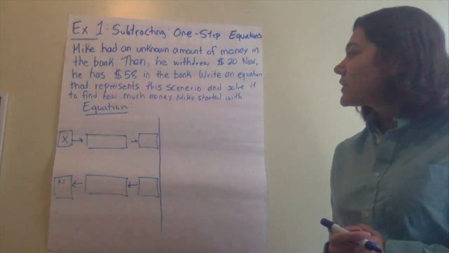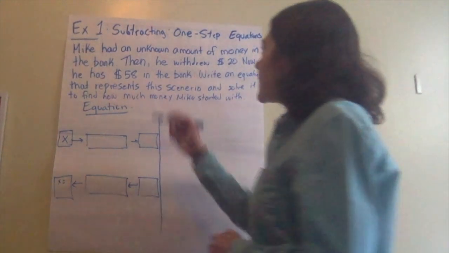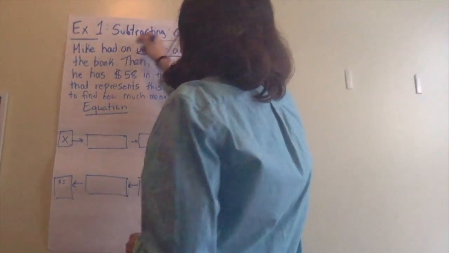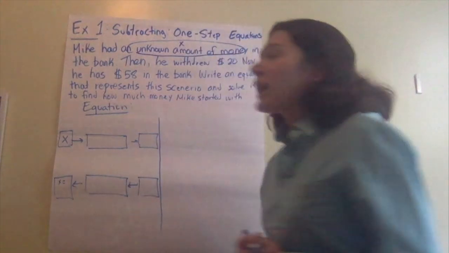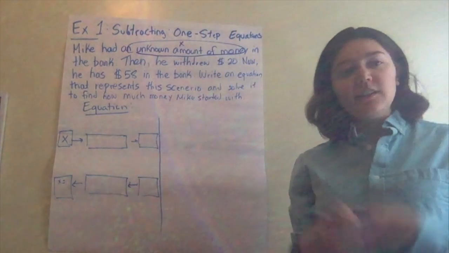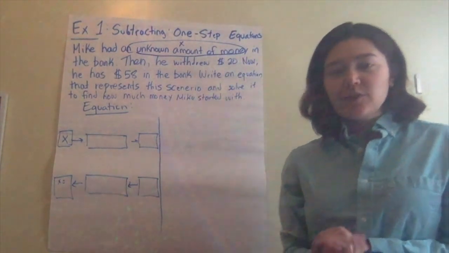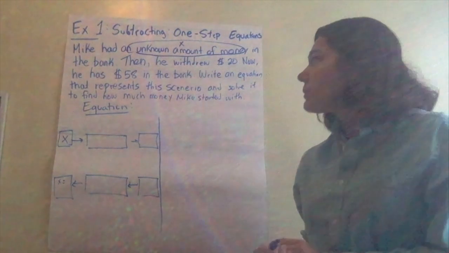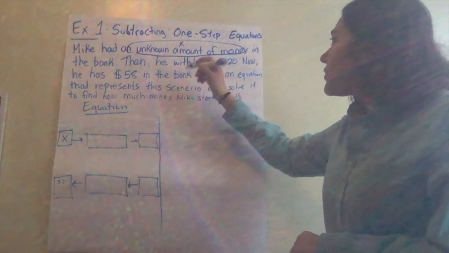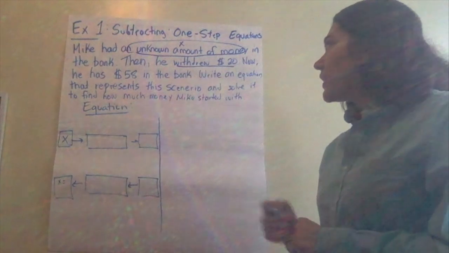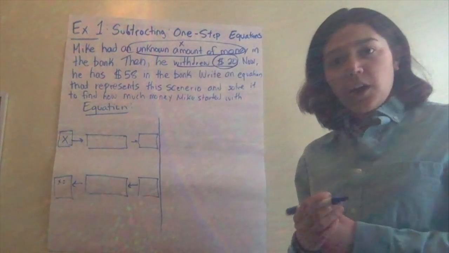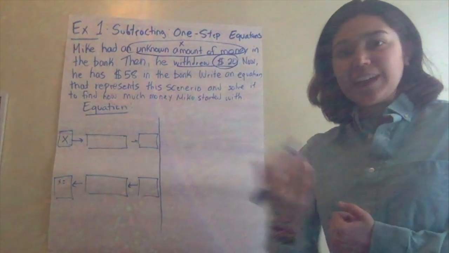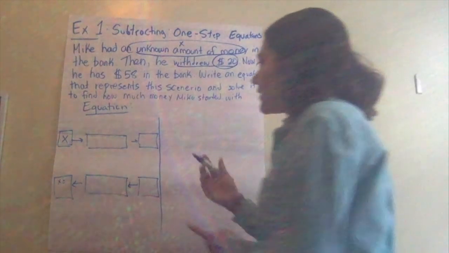Okay, so let's try to get the equation. If Mike had an unknown amount of money in the bank, that's going to be my variable. That's going to be x, or any other variable I want to come up with. I don't know that amount, so that's how much Mike started with. Then he withdrew $20. If you're withdrawing, you're taking away $20. So I have an unknown amount of value, x, and then I'm subtracting 20.